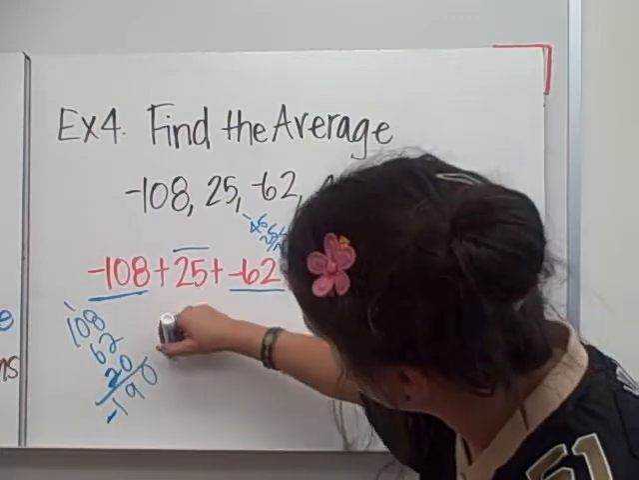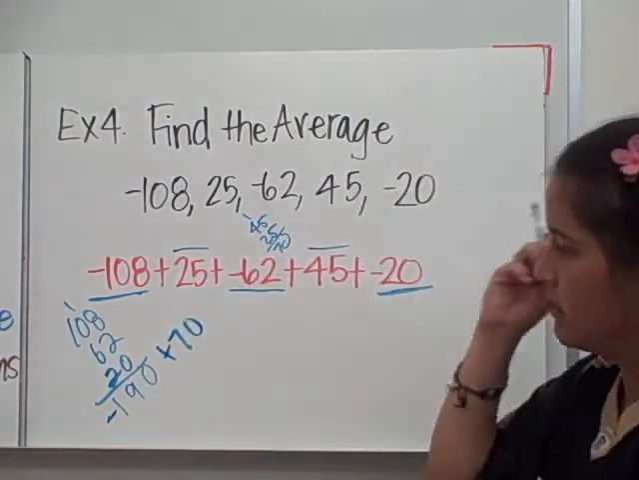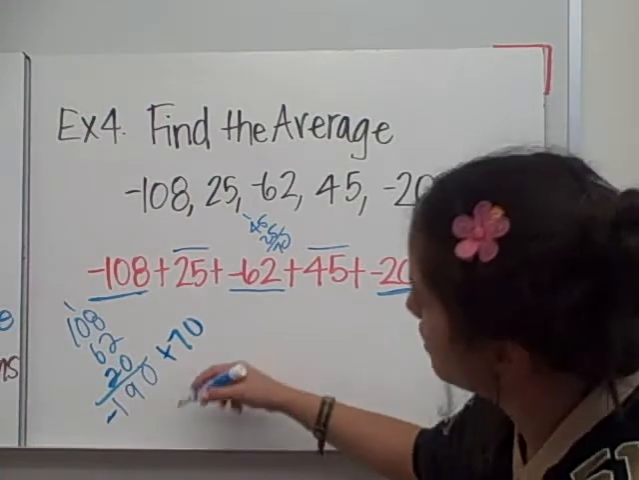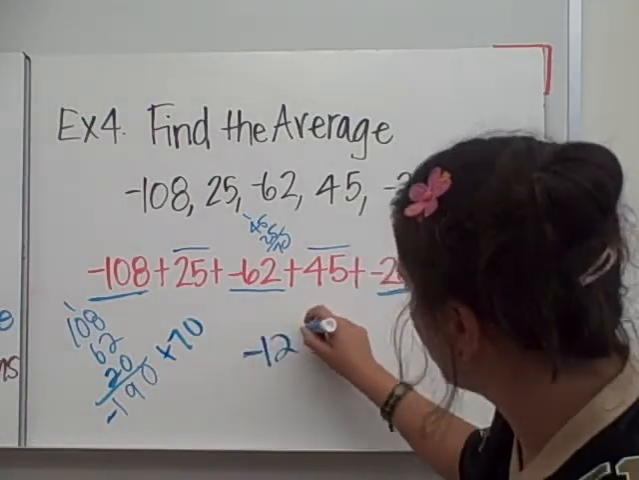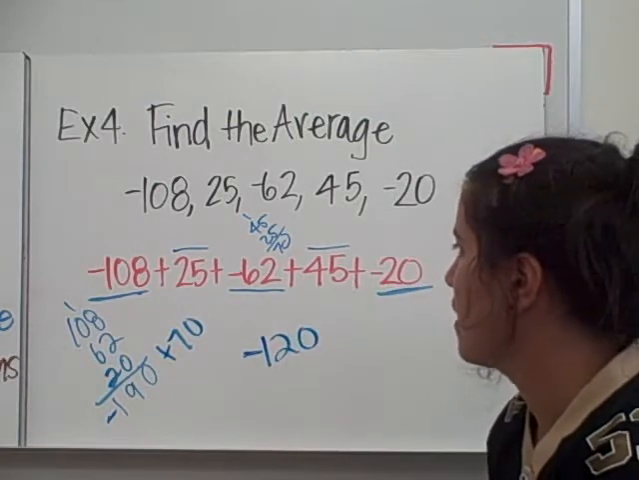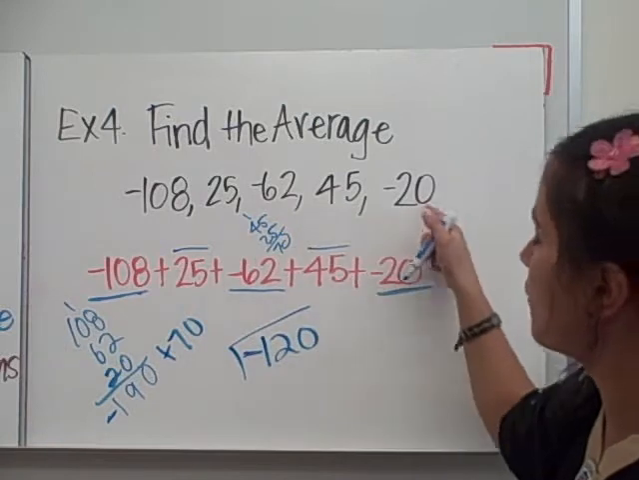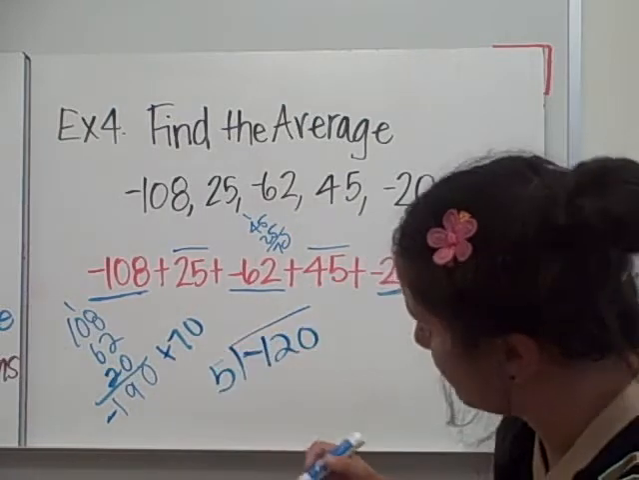So negative 190 plus 70. When I add those together, I know I'm going to have more negatives left. So that would be negative 120. And I need to divide it by 1, 2, 3, 4, 5. So I'm going to divide it by 5.